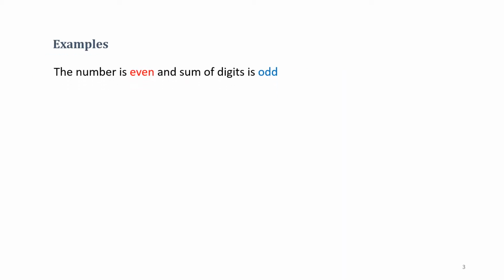Let's look at some examples. The number is even and sum of digits is odd. For example, 12. 12 is an even number. Sum of digits, 1 plus 2 equals 3. 3 is odd, so sum of digits is odd.